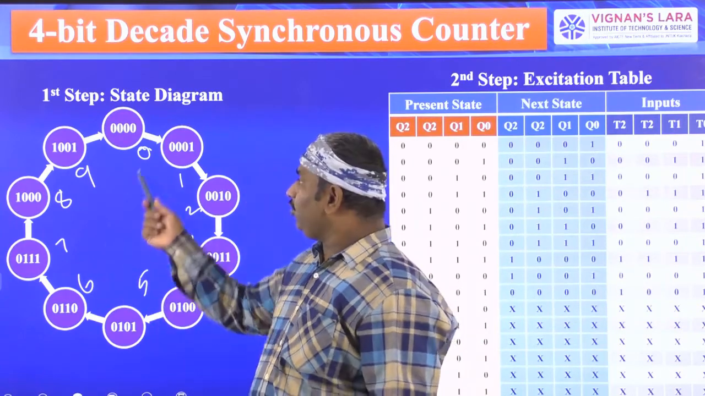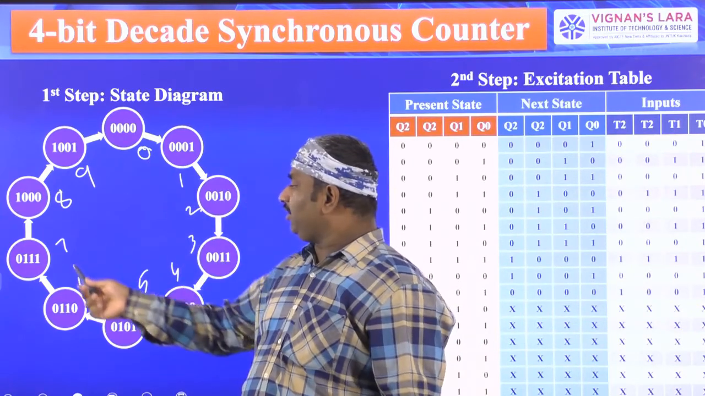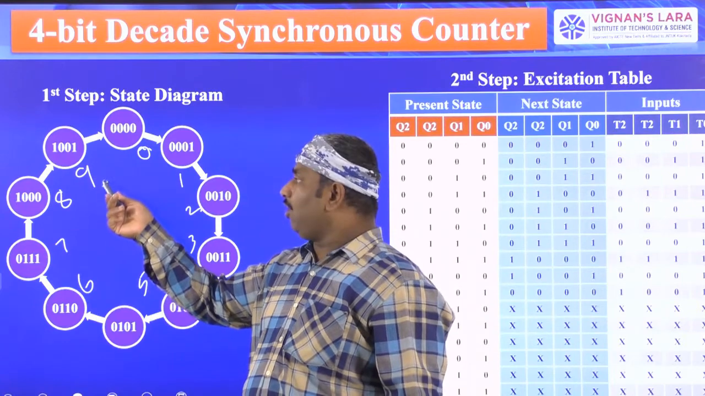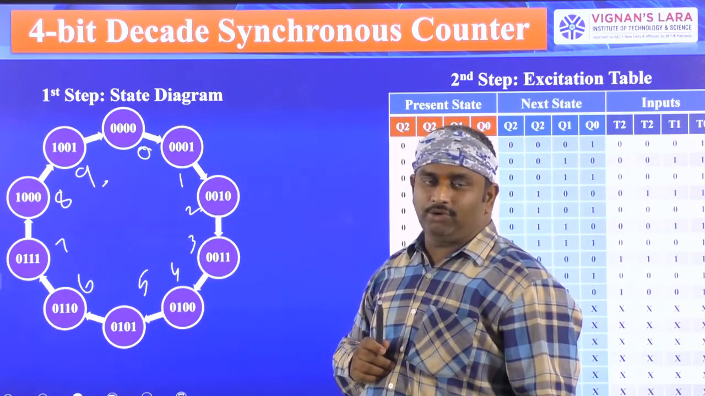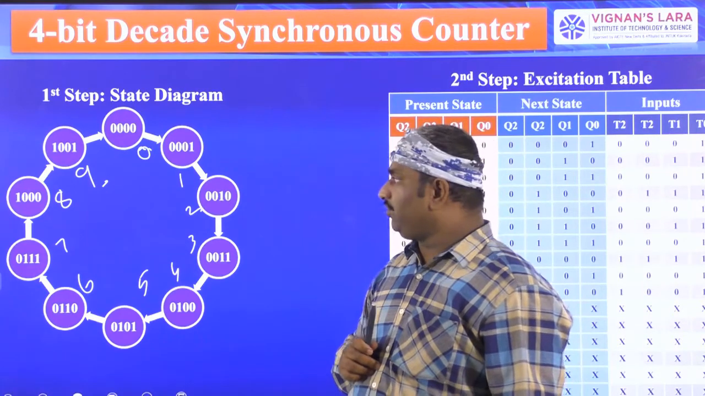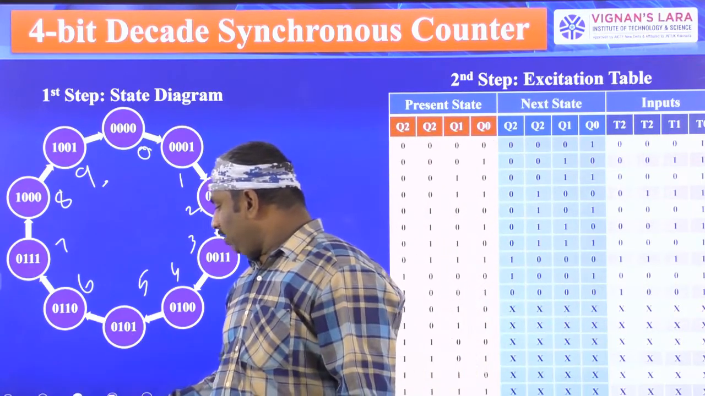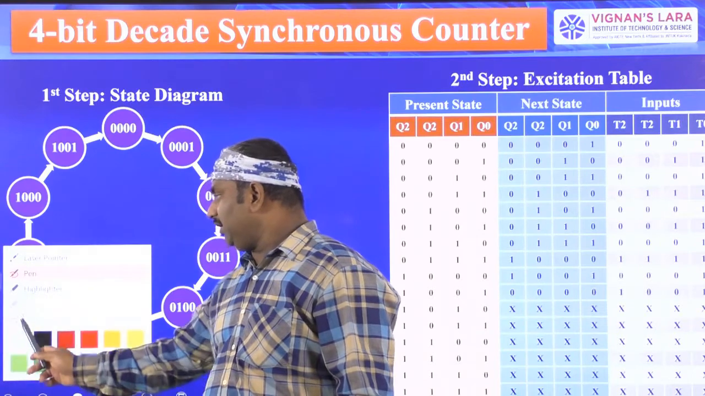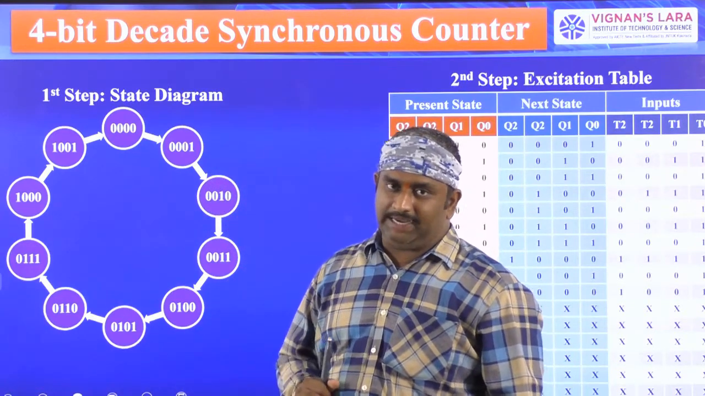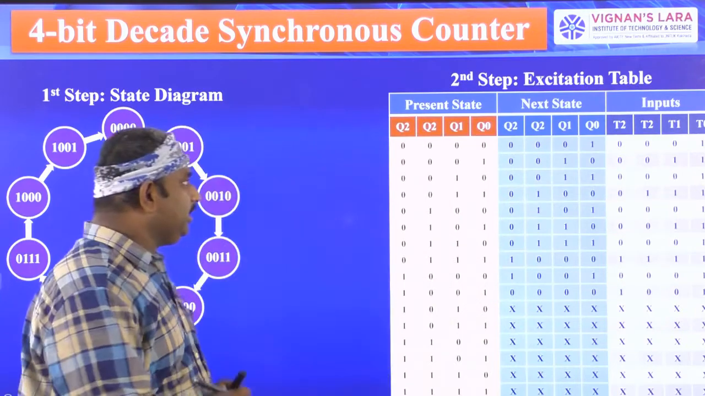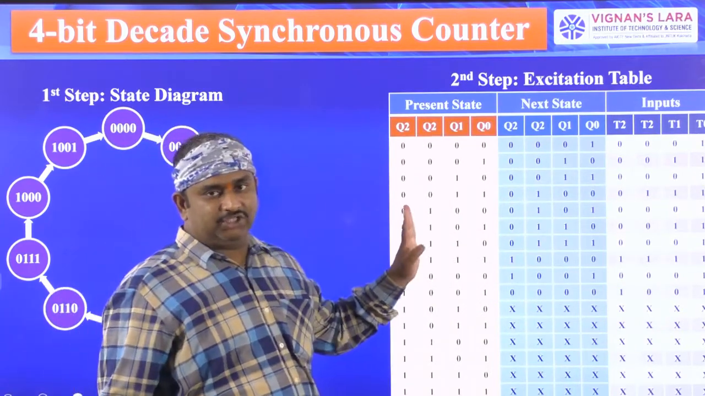So here the counting, you have to start from 0. After completion of the 9 counts, you have to again get 0. This is the behavior you have to develop. So it is very important to analyze the functionality. Here the state diagram is very important. Next, the second step, the excitation table.